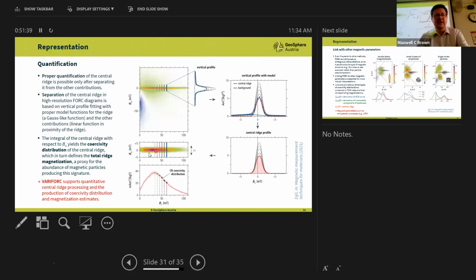And if you integrate this ridge along the vertical axis, you get the central ridge coercivity distribution. And now here is the magic. The coercivity distribution is independent of the smoothing factor. So it's really an objective way to know how much of these particles are inside your sample. So you don't have to care anymore about processing. And so you are suddenly able to compare different publications where measurements have been performed and processed in different ways.